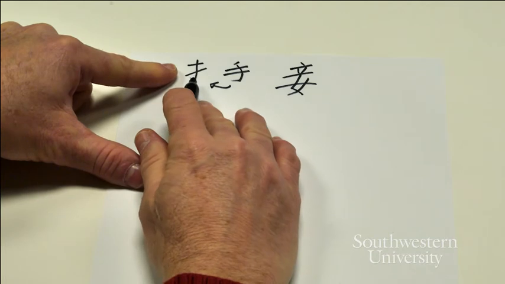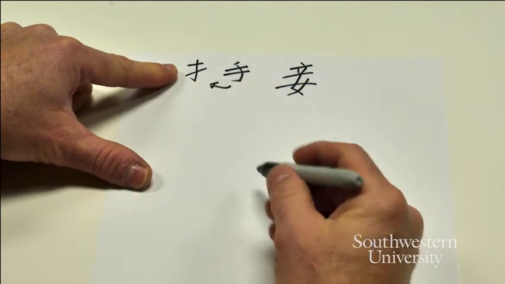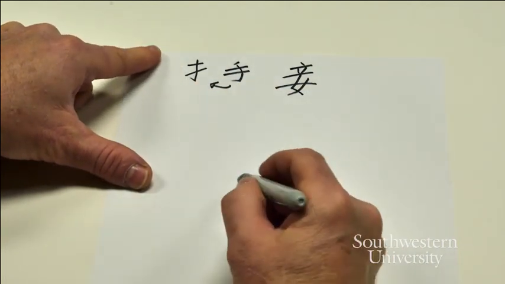So the hand radical indicates some human action. It's often used in verbs.